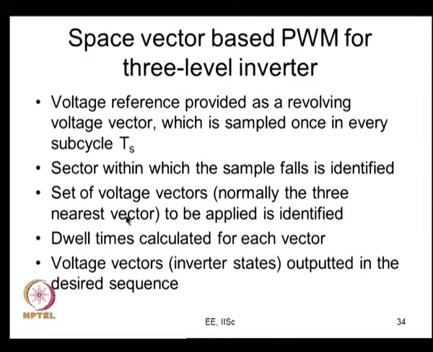Here you can consider different sets of vectors, and you normally consider the 3 nearest vectors. Finding these 3 nearest vectors is some additional job that you have to do, and that takes a certain amount of computational effort. Once you have identified the 3 nearest vectors, for each vector you have to calculate the dwell time. Depending on where you are, the formulae to be used may be different, and after that you go about outputting the voltage vectors in the desired sequence.